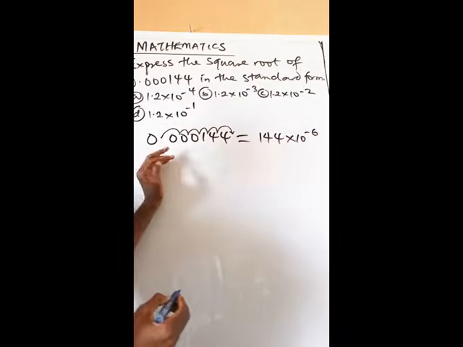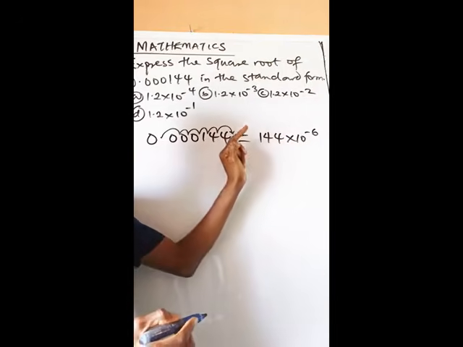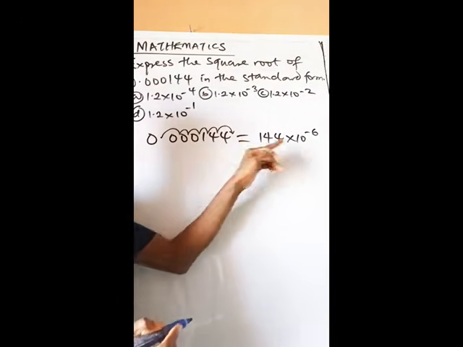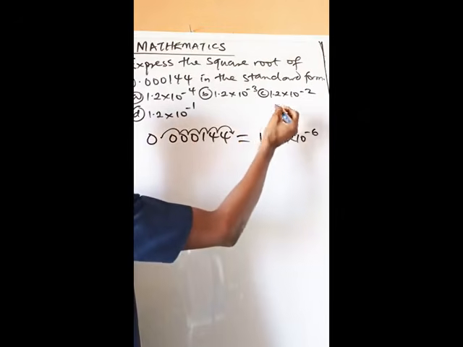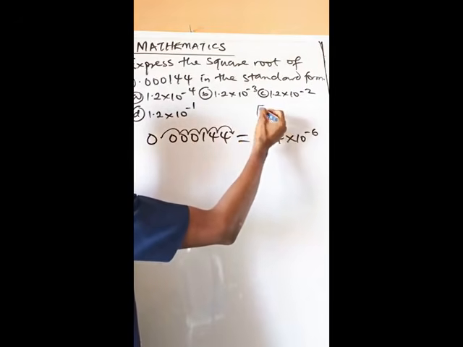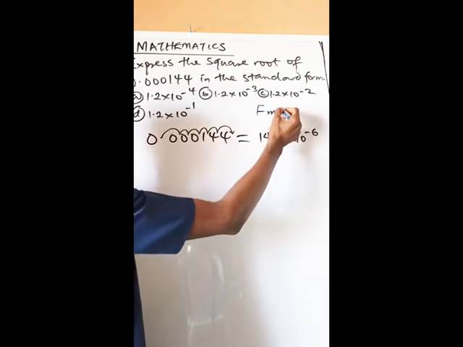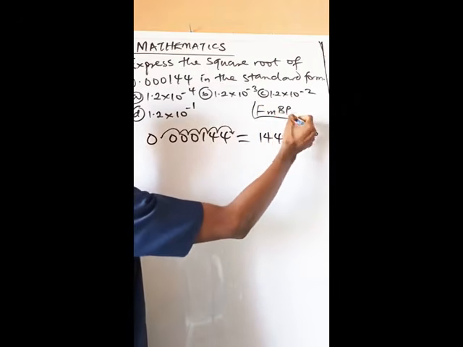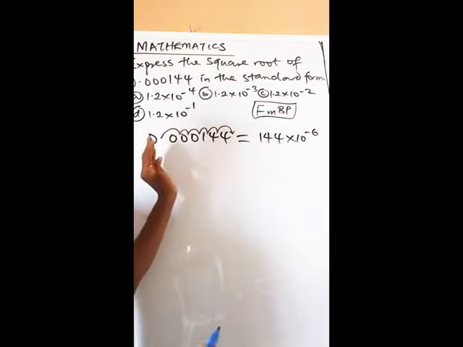Why is it minus 6? Because I'm moving forward, it's going to be minus 6. So there's an acronym you can use to remember: forward is minus, backward is plus. FMBP. Right? Going forward is minus, coming backward is plus.